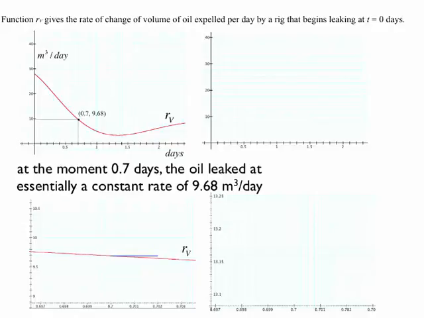Yes, sir. The red line is the actual function. The blue line is y equals 9.68. Okay. Pretty good. So the red is the actual rate function. So it's not a tangent, but what is that blue segment representing?